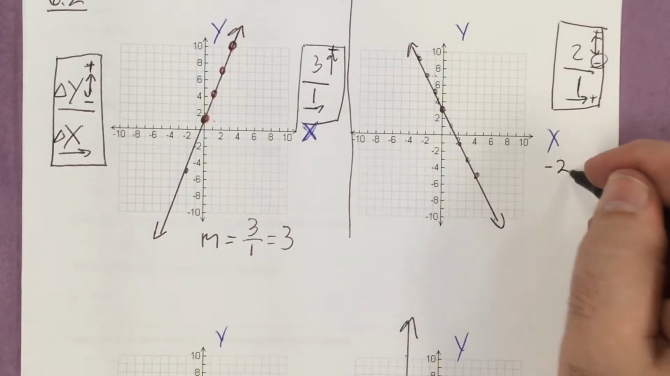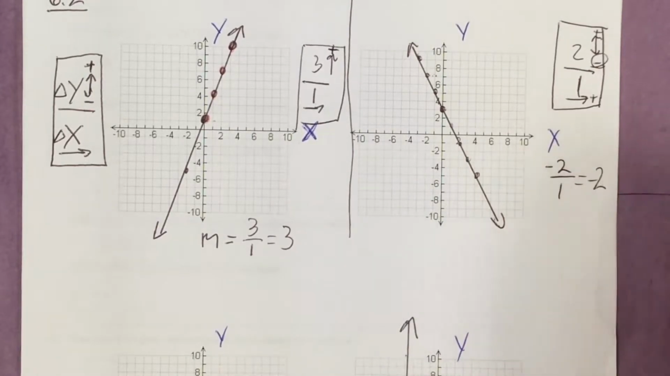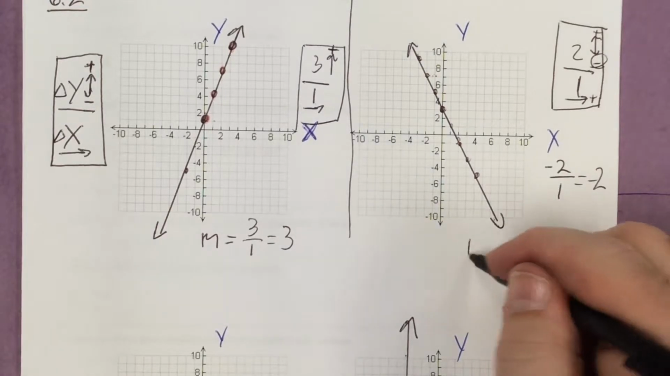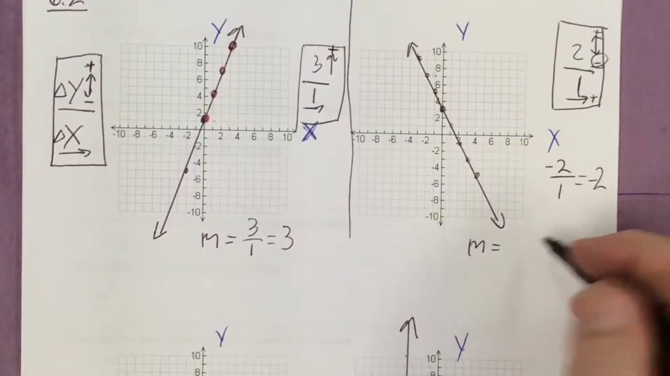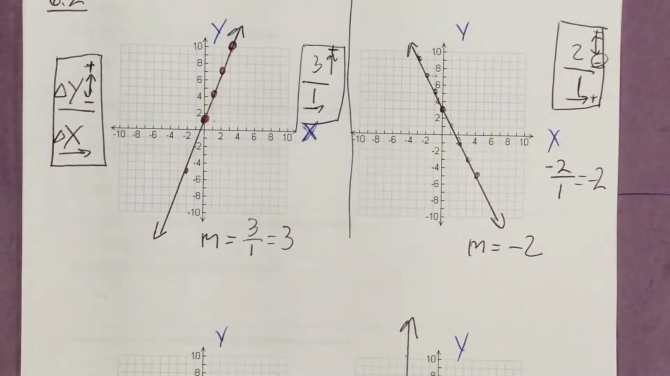So my slope is going to be negative 2 over 1, or in this case, negative 2. So I would say that in this graph, the slope of this line is equal to negative 2. You can write that as negative 2 over 1, but it wouldn't make any difference. The slope is still negative 2.